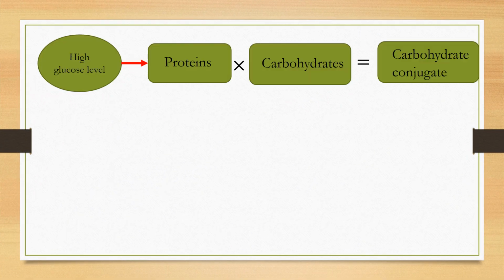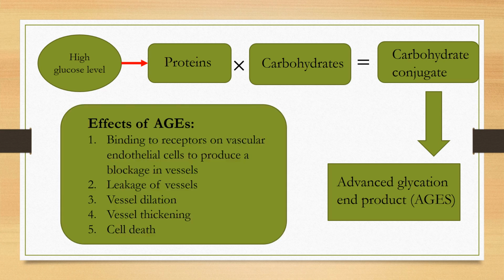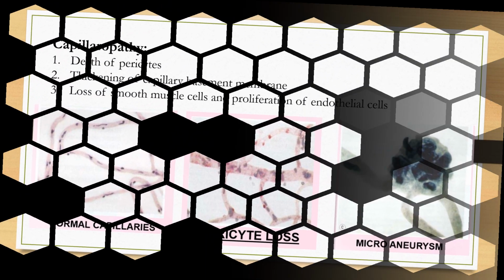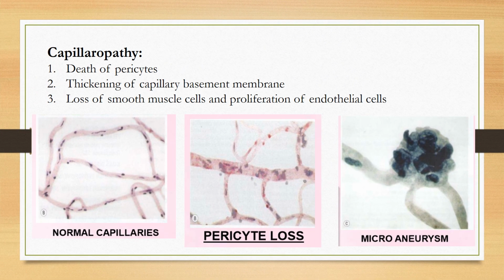High level of glucose will combine with protein and carbohydrates, and then they form AGEs, which again is going to have a major effect on the blood vessels and cell death. We have also discussed the pericyte loss, which is the major cause of leakage in the retina. So we have just seen how the pericyte is getting lost as well.